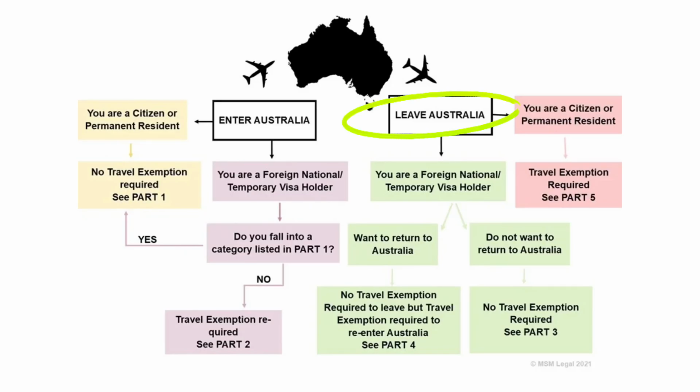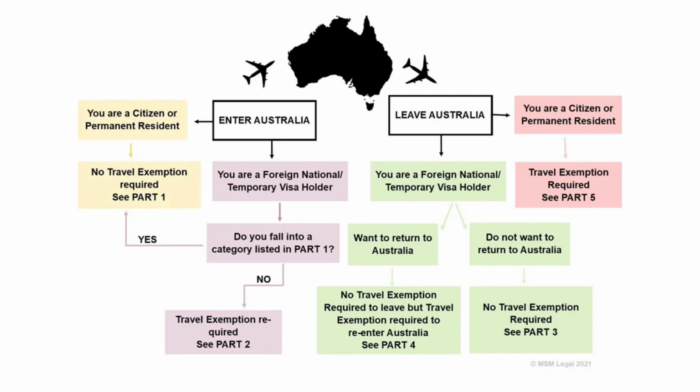So this exemption is required if you want to travel out of Australia. For better understanding, I have used this flowchart. So in a scenario, if you are a permanent resident or a citizen of Australia, and if you want to leave the country, you do require a travel exemption. We will be seeing in detail how this exemption request is done.